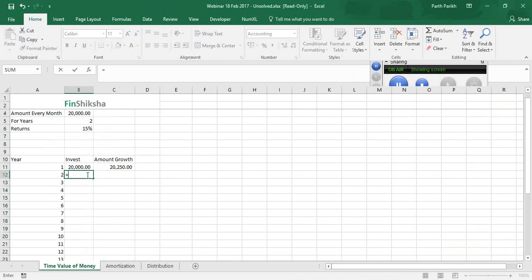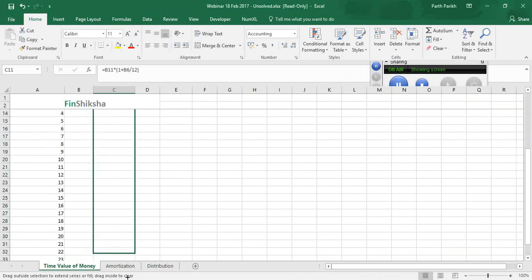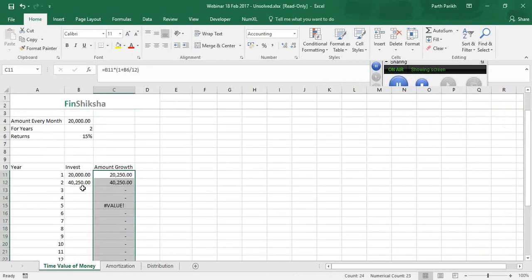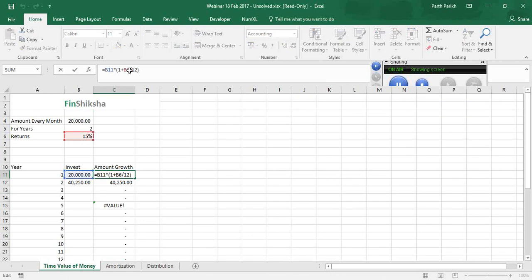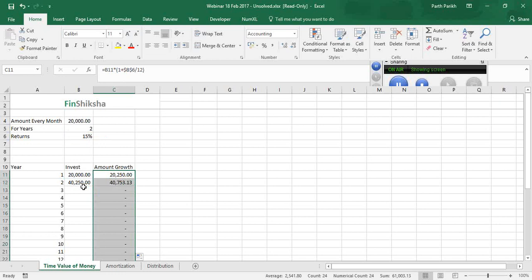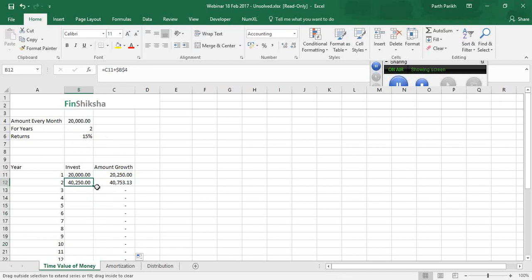Then in the next month, I will have this 20,250 plus 20,000 invested, and I will make this a constant because every month this 20,000 will get added. Fair enough. This gets me 40,250. I will just drag this down to 24, and okay, something needs to be made constant. So over here the returns need to be made constant because I am dragging this down. So this is the output which I get.